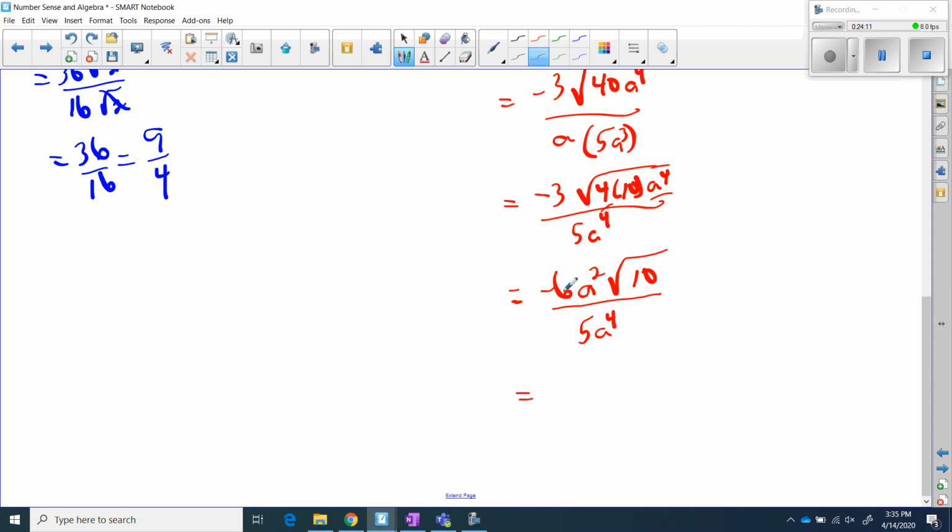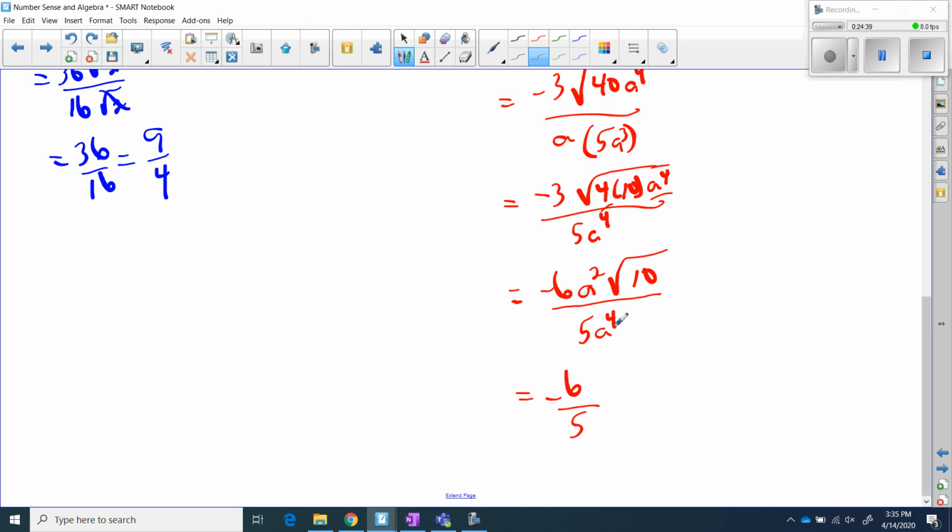Now, negative 6 over 5 does not reduce. That fraction is going to stay there. A squared divided by a to the 4th. Well, you got two options here. The rule is you subtract exponents. 2 subtract 4 would be a to the negative 2. However, often we don't like to put negative exponents. So another way to look at it is that you've got a multiplied by a in the numerator, and you've got a multiplied by itself 4 times in the denominator.